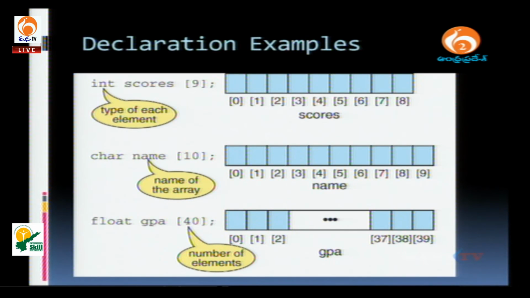Just look here, the diagram is also available here. int scores[9]. Scores is an array name of integer data type. Here 0, 1, 2, 3, 4, you can see these are indexes. This is the declaration of an array. Here we need to mention the size of an array.